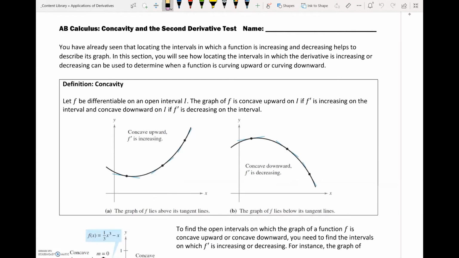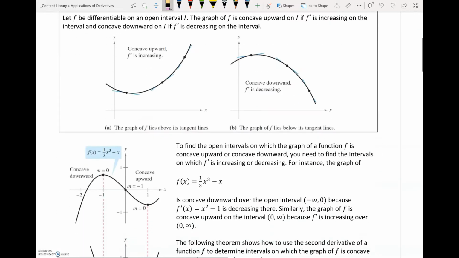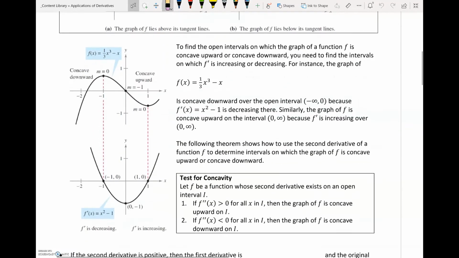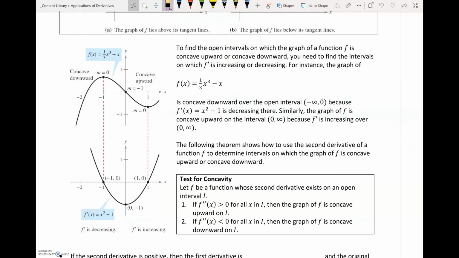More specifically, when a function is concave up, f prime is increasing there. If our function is concave down, f prime is decreasing there. Now, if you take a look at the pictures on the left side of your two functions, we have f and we have f prime below. Between -2 to 0, we have concave down for f, and corresponding to that, f prime is decreasing. From 0 to 2, f is concave up, and corresponding to that, f prime is increasing.